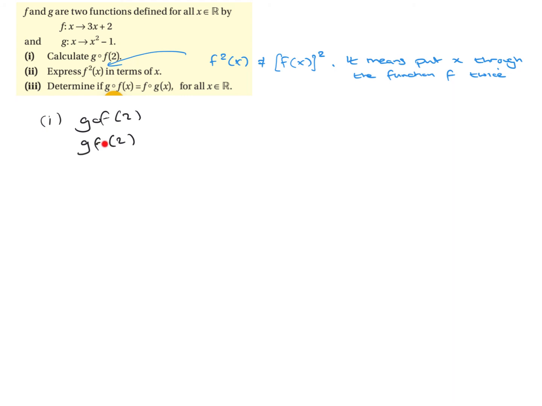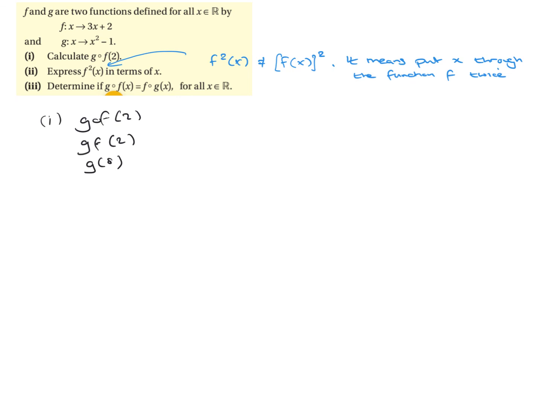So f of 2, I'm going to stick 2 through this function, and I'm sure we can do this in our heads. It's 3x plus 2, so 3 by x, which is 2. So 3 times 2 is 6, and 6 plus 2 is 8. So we're going to end up with g of 8.